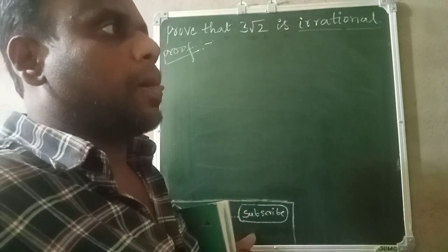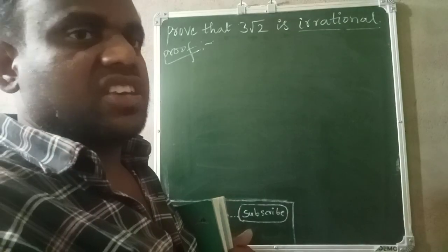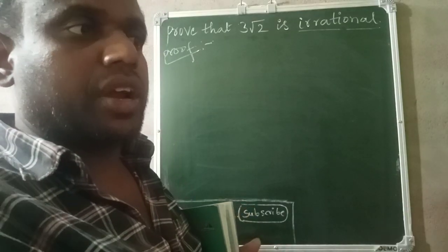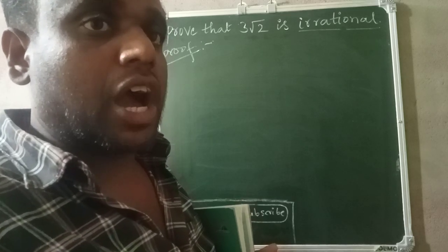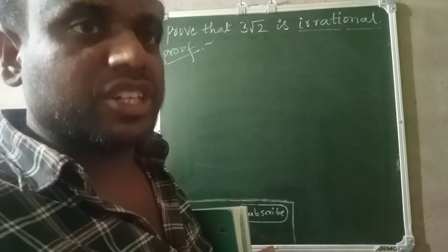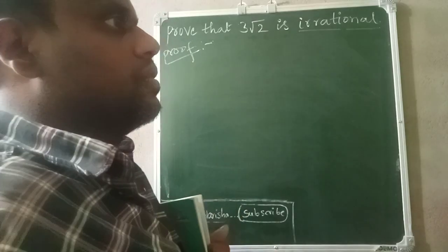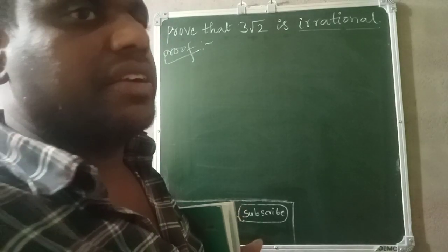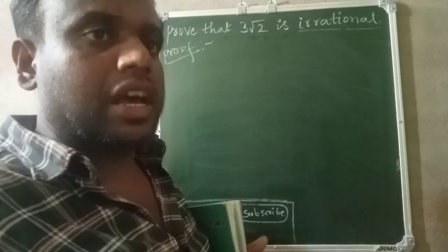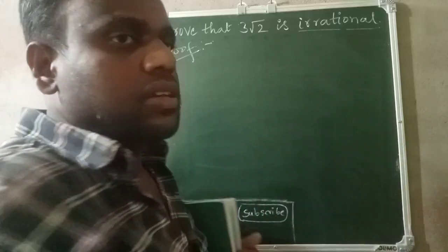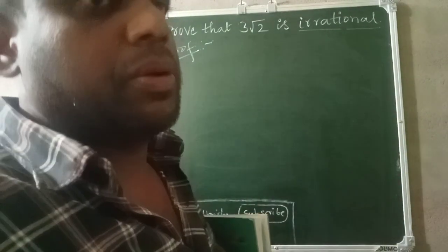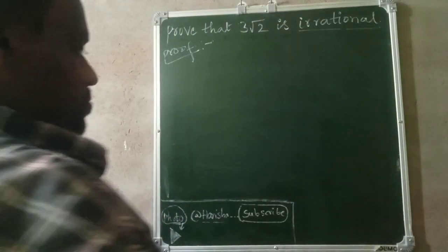Like if one person says this is correct, but another argues, no, that's not right, this is correct. That argument, talking in the reverse way, is called contradiction. So we will take a contradicting sentence, that means the reverse of this. Instead of irrational, we will assume 3 root 2 is rational in the first step. Then we will proceed from that step.